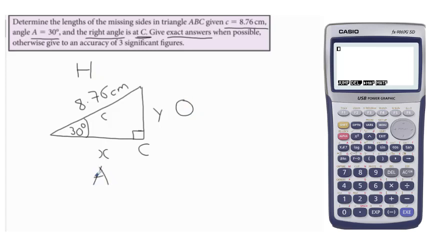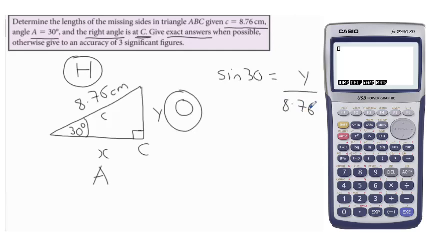So if I want to find y, well, obviously I need the O, and I'm going to use the H, that's all I've got, so that would be SO, would be sine. So that would be sine 30 equals, well, it's y over 8.76. So that would mean that y equals 8.76 times sine 30. Sine 30, you should know from your hand or otherwise, is 1/2.